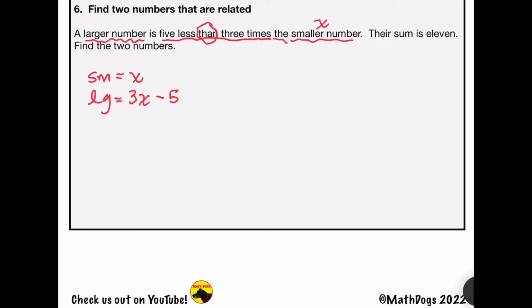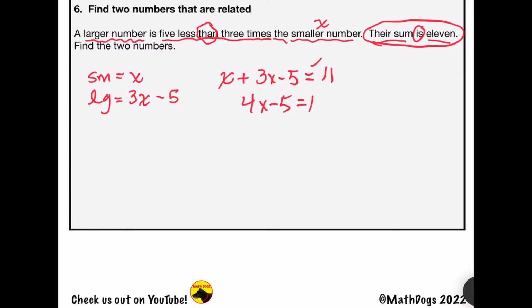Now I'm going to use translation to write the equation. This is the sentence. Their sum, meaning the smaller number plus the larger number, is 11. So the smaller number x plus the larger number 3x minus 5 is 11. So I found my is, which is the equal sign. The left side is the sum, which means we're adding them together, and the right side is 11. So now I'm just going to solve. First, I'll combine like terms. 4x minus 5 equals 11.